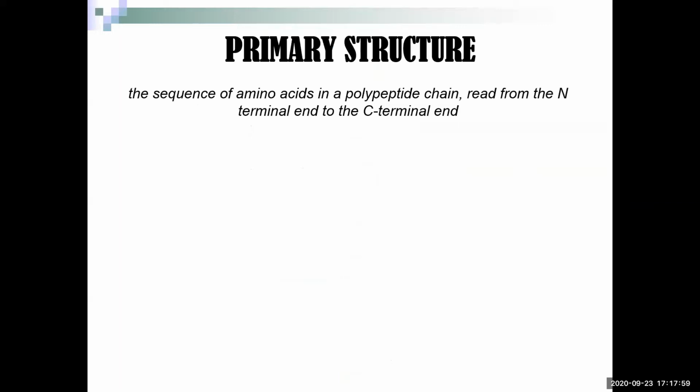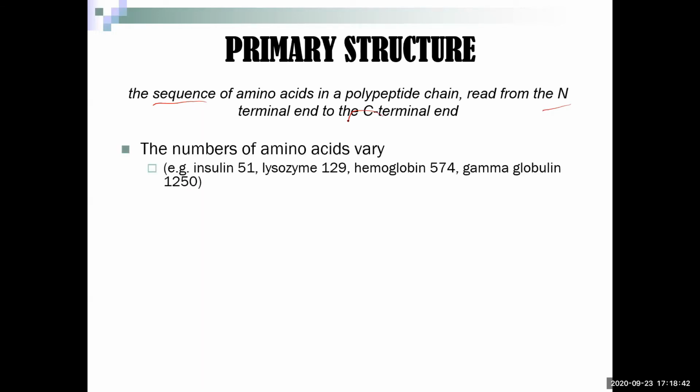So the primary structure, again, is the sequence of amino acids, and it starts with the N terminus and ends with the C terminus. When you say N, ito yung parang part ng amino side or amine group. Well, yung C naman is a carboxyl group. The number of amino acids varies. So, for example, we have the following primary structures. Insulin, for example, is a protein that has 51 amino acids present in that chain.